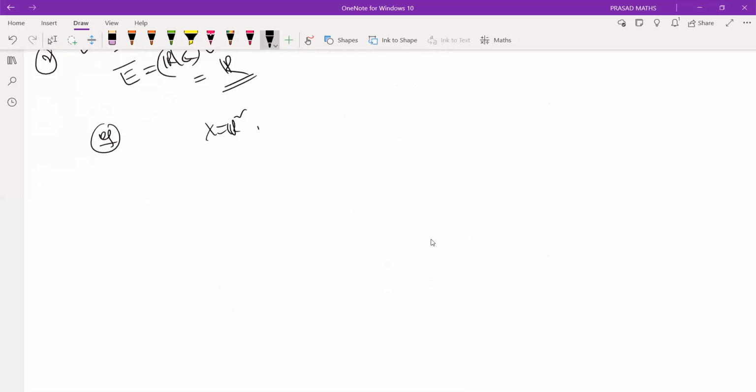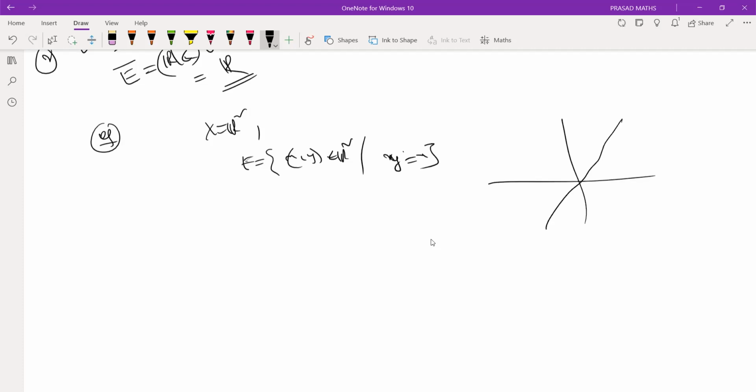Suppose you take another example. Suppose my set is the set of all ordered pairs (x, y) such that y equals x. Is it dense? No, because it is a closed set. The closure of the set is itself. Therefore, it cannot be R2. Not dense.